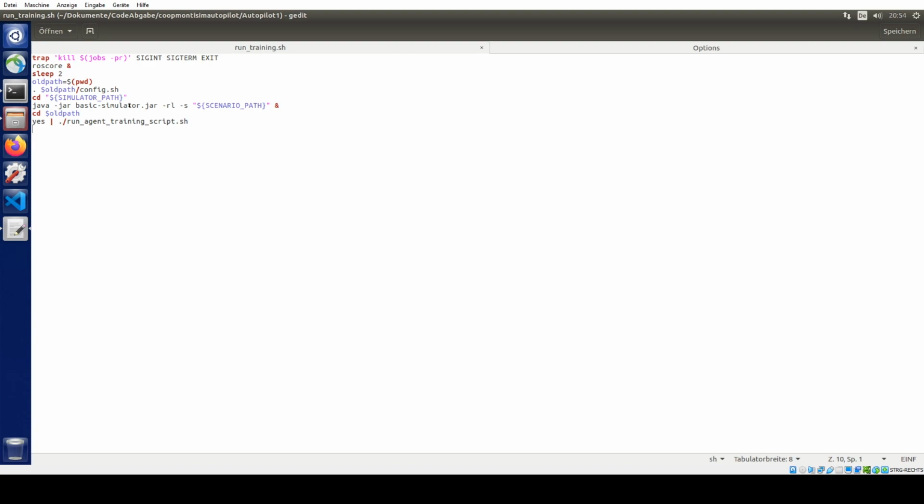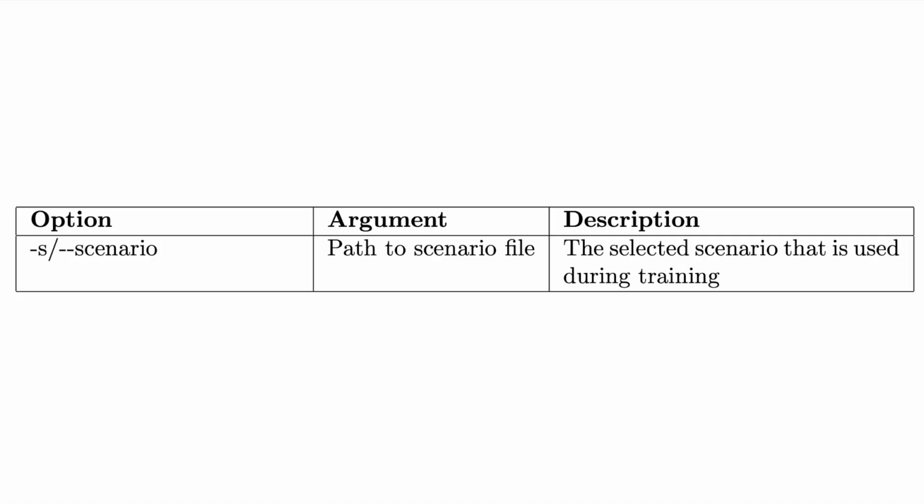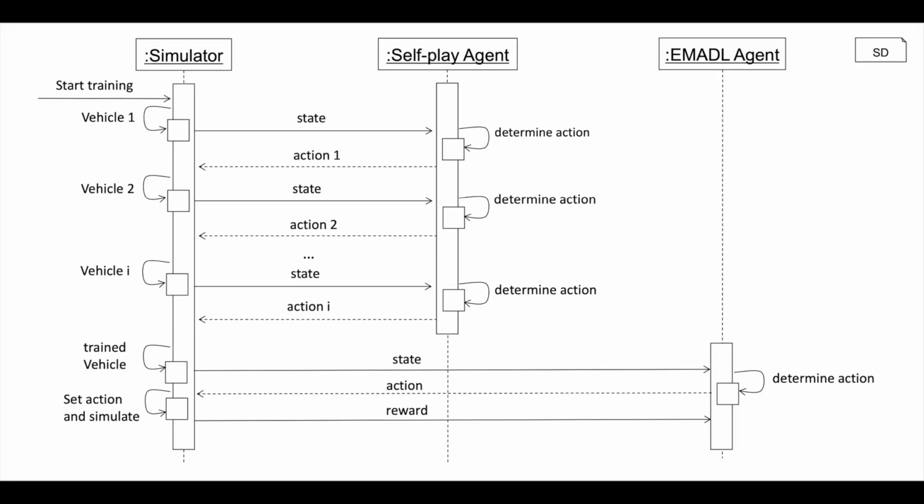An important aspect of the training process is the scenario file, which is provided by the scenario path given as an option. This scenario file defines the used map, the trained number of vehicles, and their start and end positions. Furthermore, the cooperative driving approach can be selected.